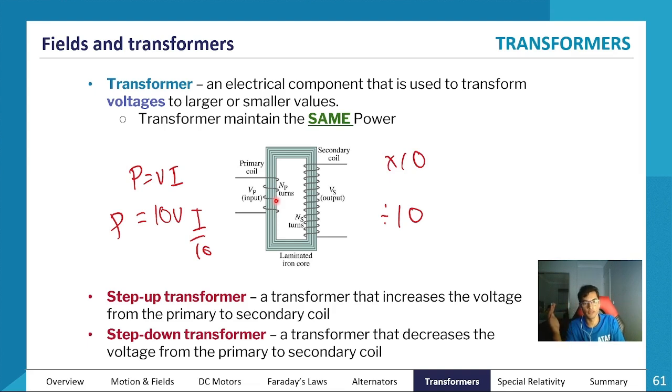For a step-down transformer, it's the same thing, but works the other way. The secondary coil has fewer coils than the primary. So we're going from lots of coils to fewer coils, and the voltage goes from a higher amount to a lower amount.